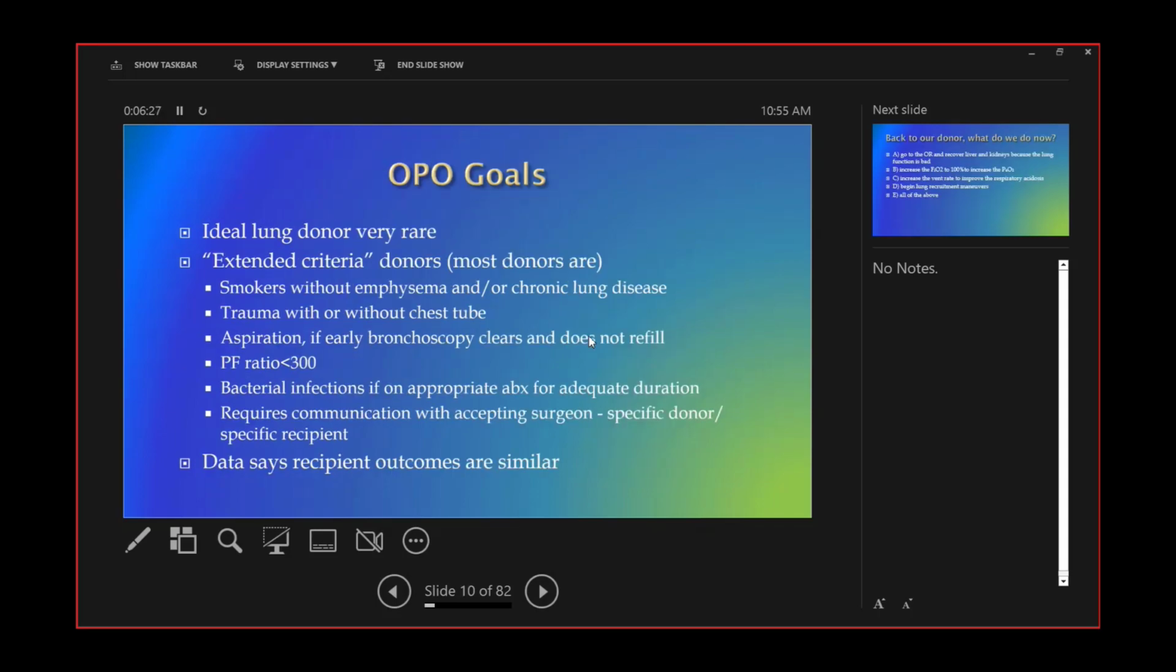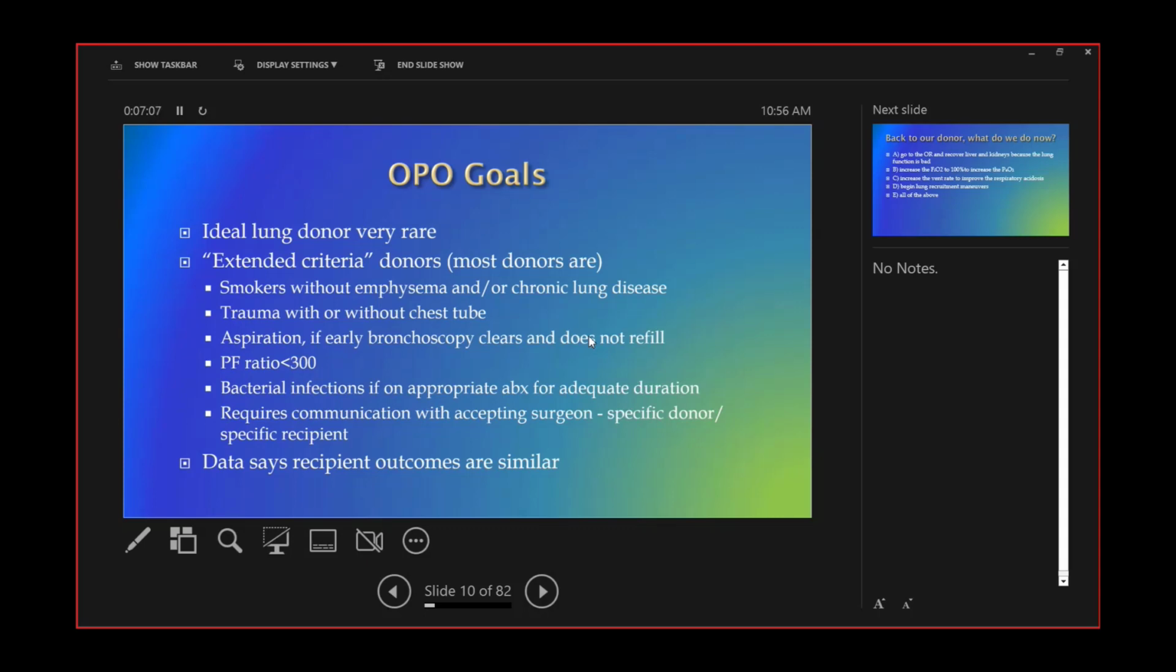You can't see it. So again, this reminds me we all have differences in our perspectives when you see things and you don't. So OPO goals: ideal lung donors are very rare. We know that extended criteria donors, which are the majority of our donors, are smokers without emphysema or chronic lung disease. They have trauma with or without chest tubes. They have aspiration, but as long as it clears on an early bronchoscopy and it doesn't refill, then those lungs potentially can be transplanted. Some of them have PF ratios of less than 300 and they can be transplanted. They can have bacterial infections, as long as they're on appropriate antibiotics for an appropriate duration of time. But this all requires communication with the accepting surgeon about the specific donor and a specific recipient.